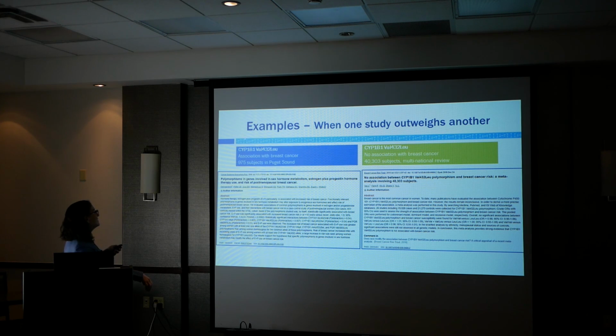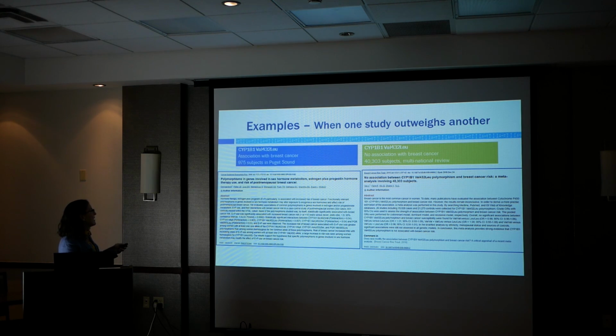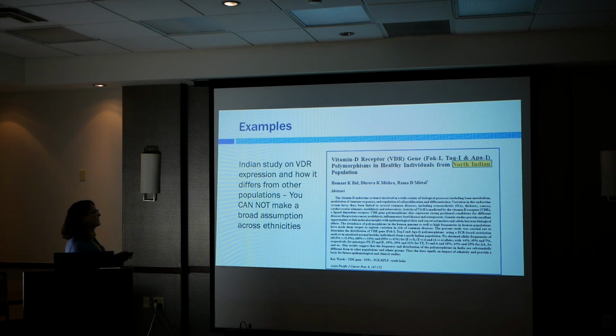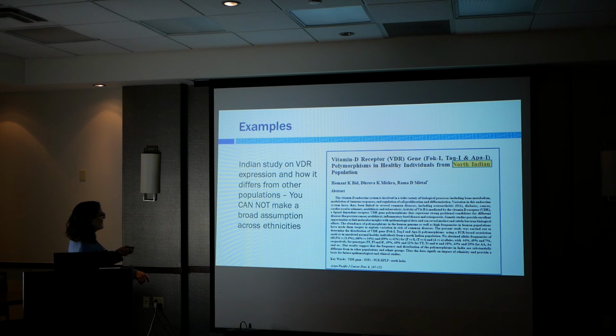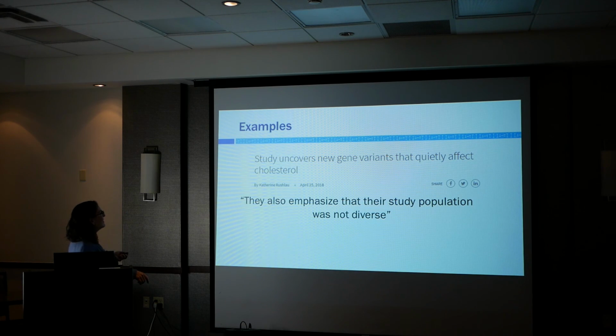And this is an example of how CYP1B1 shows an association with breast cancer in 975 subjects, but this large meta-analysis says no association. That doesn't mean this isn't true, it just means that we can't apply it to the entire population. This is essentially telling us the same thing.